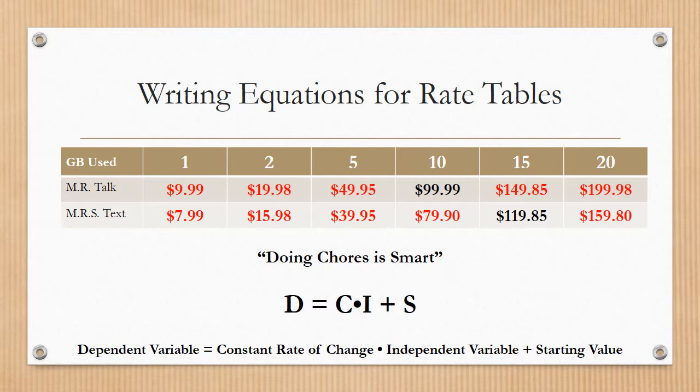The D is going to stand for dependent variable, so doing, D, dependent variable. The C is constant rate of change, which you've also heard called CROC. The I is the independent variable, and the S is the starting value. And we'll review here very quickly what each of those 4 terms mean.